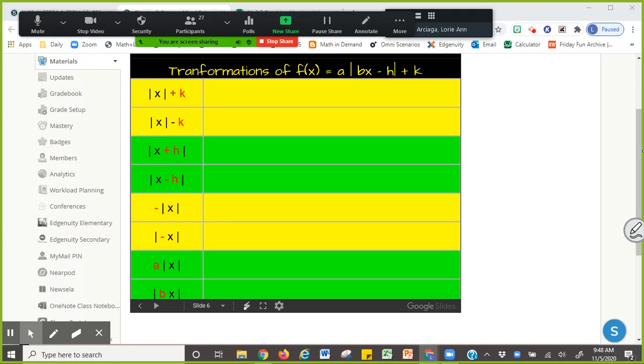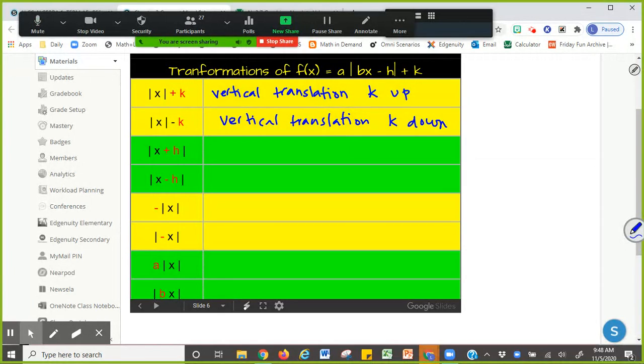All right. So if it's plus k, so what do we put? I'll just write down the keywords, okay? So this will be vertical translation because it moved up, right? K up. Then this one, same thing, vertical translation, K down. All right.